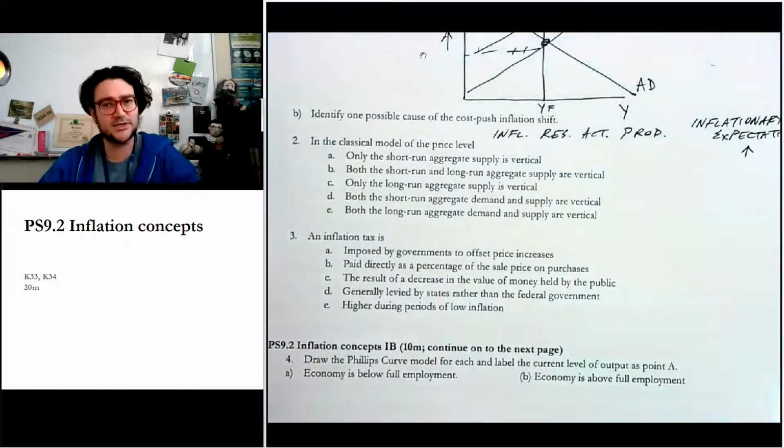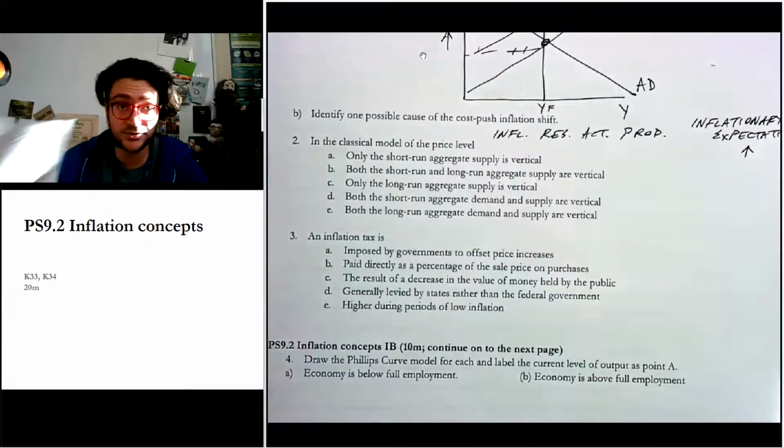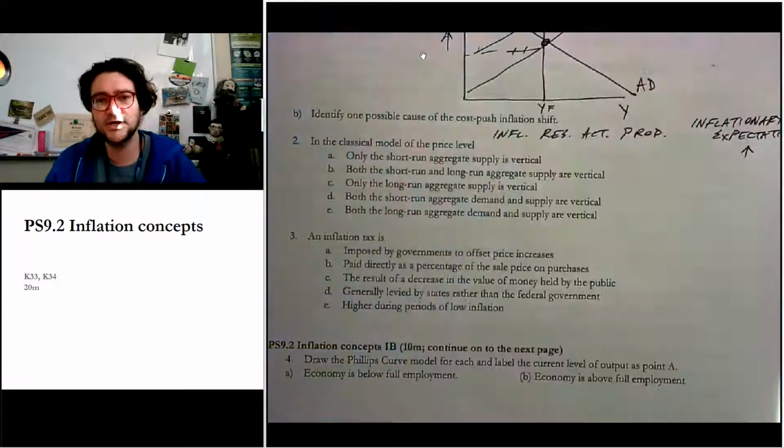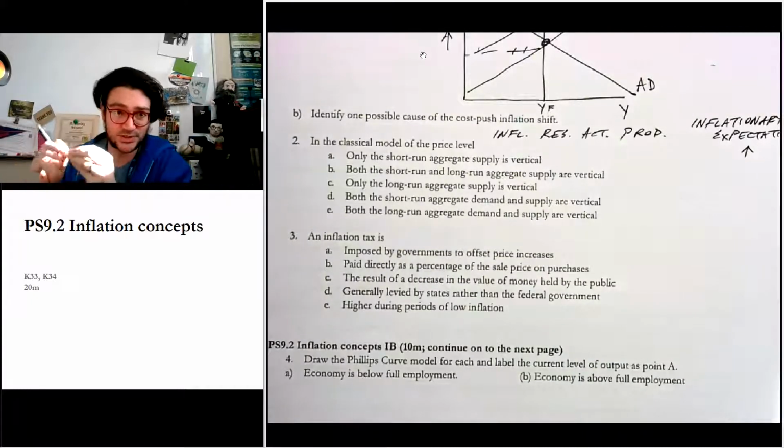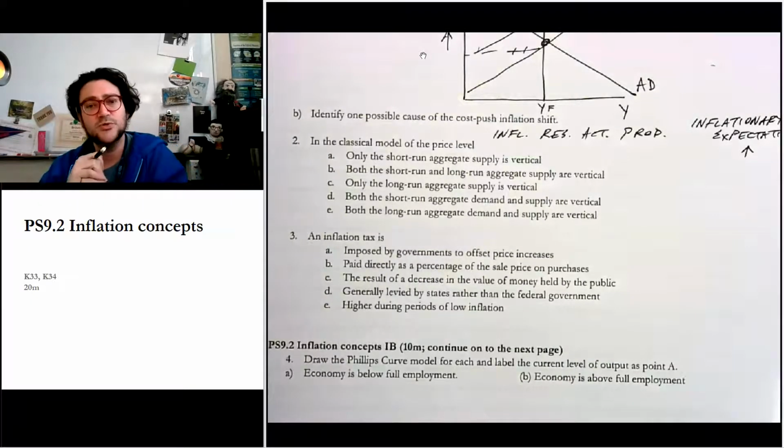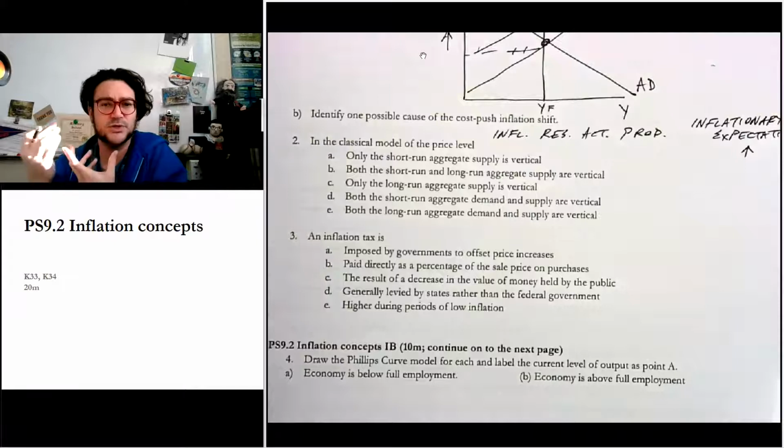In the classical model of the price level, so this is review, right? Review from the thing you just took notes on. Only the short run aggregate supply is vertical. That's not true because there isn't one. Remember, in the classical model, there is no short run. It just goes straight from point A to point C. Both the short run and long run are vertical. There's not really a difference.